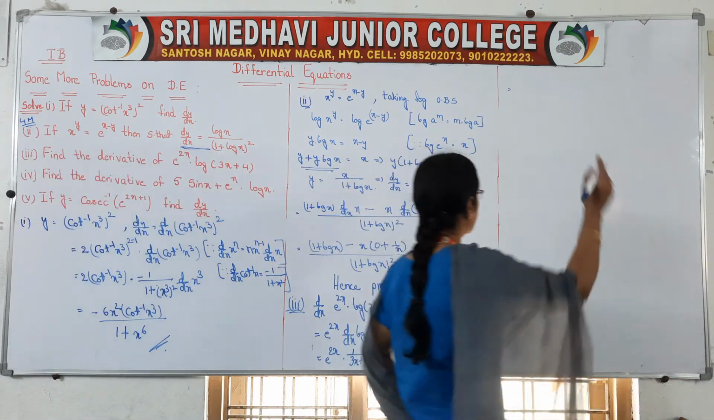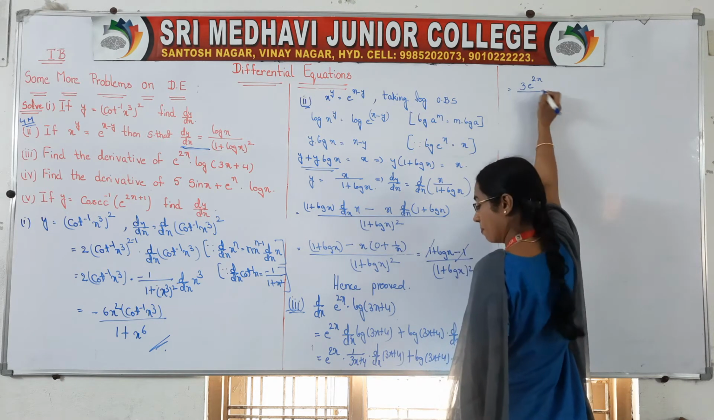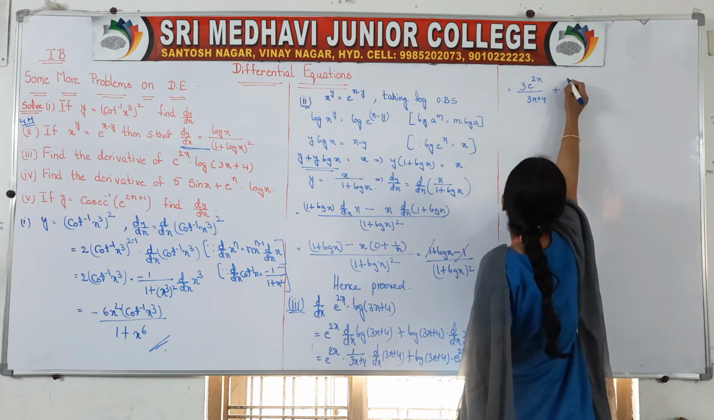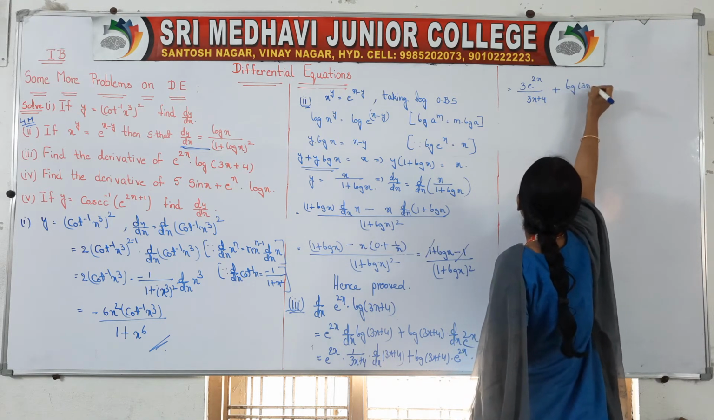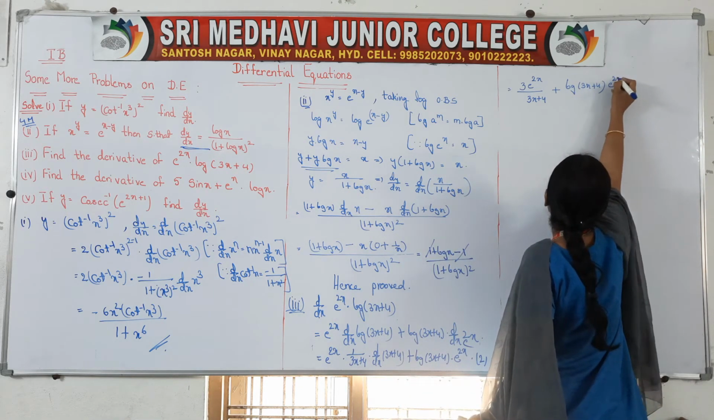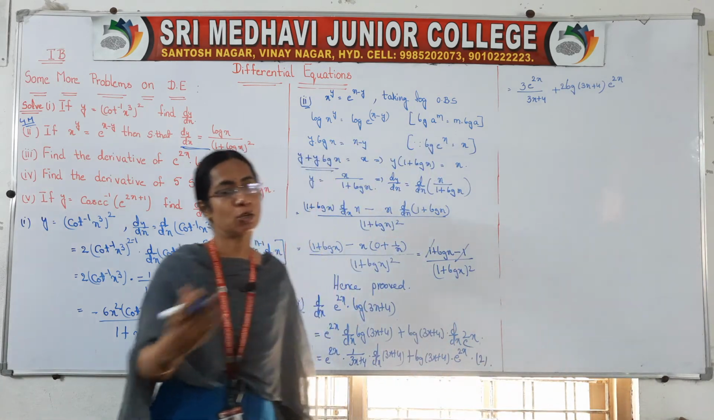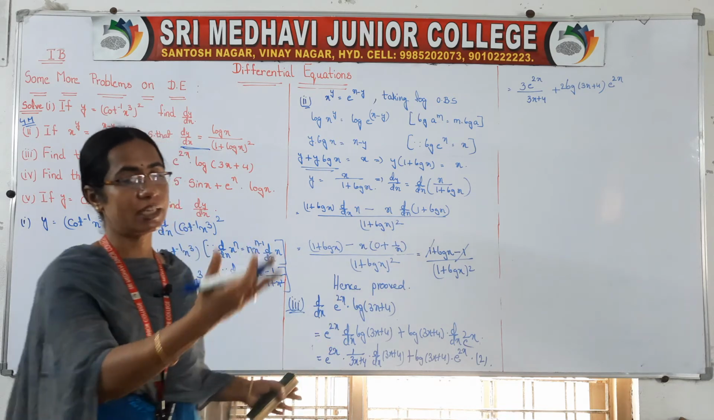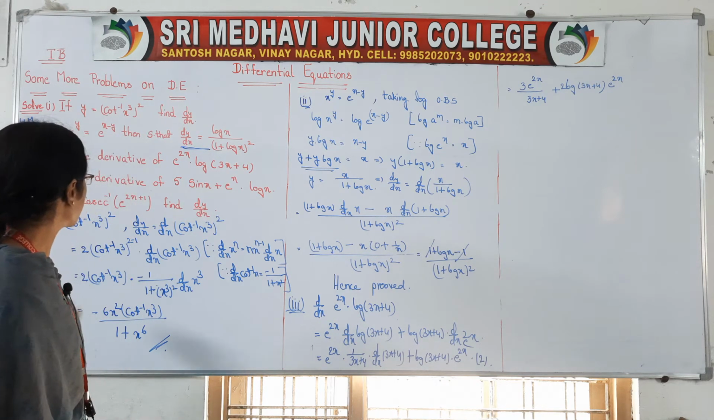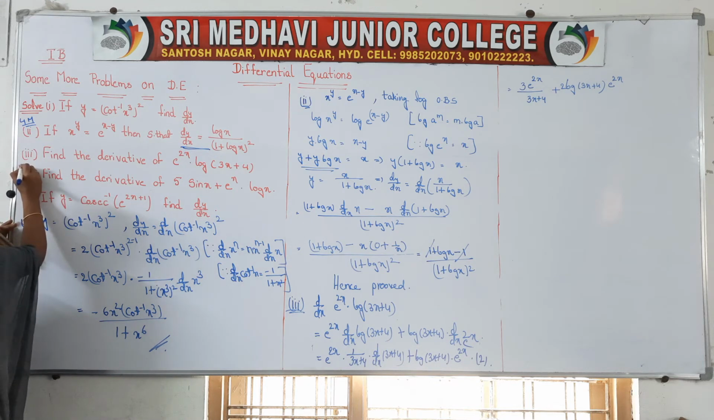So we can write this as 3 into e to the power of 2x by 3x plus 4 plus log of 3x plus 4 into e to the power of 2x into 2. 2 comes in the beginning. Generally 2a, 2b: first we will write the number, then we will write the variables. That is the answer of your third question. Now come to the fourth question. You take your fourth question as homework.